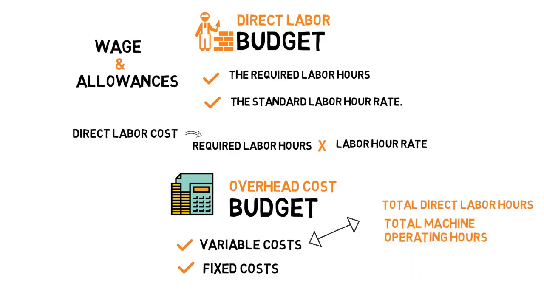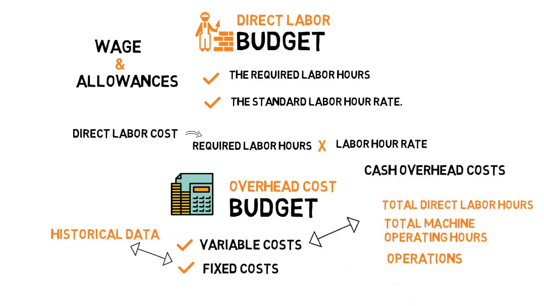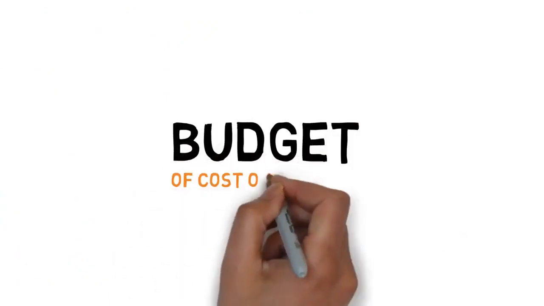total machine operating hours, or based on the operations. While total fixed overhead cost can be estimated based on historical data. After gathering the total cost amount, the non-cash overhead cost will also be separated to determine the cash overhead costs. This will take us to the budget of cost of goods sold.